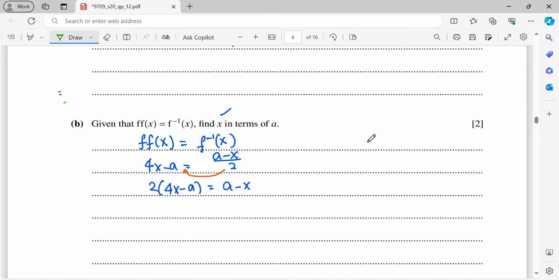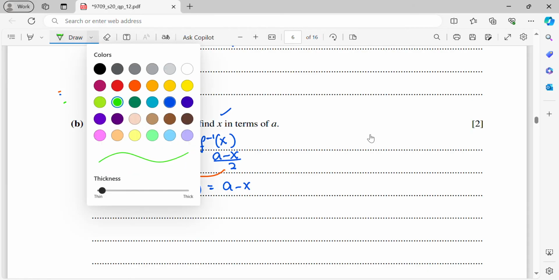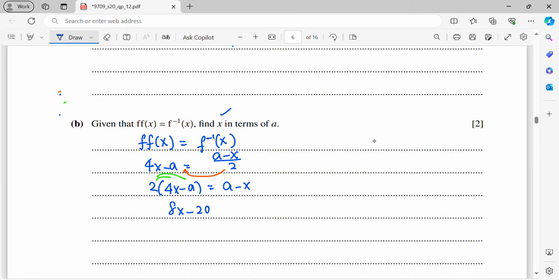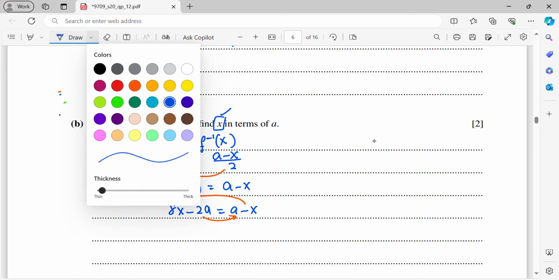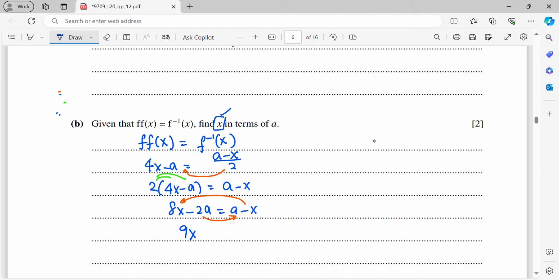Now you need to do expansion. It will be 8x minus 2a equals a minus x. To get x as the subject, this minus x on the right side will be moved to the left side, and the minus 2a will be moved to the right side. That means now I will be getting 9x, because when you move the minus x to the other side, it becomes plus. Then when you move the minus 2a to the other side, it becomes plus 2a. So you end up with 3a. Hence your x will be 3a over 9, that is a over 3. So that's the solution of part B.